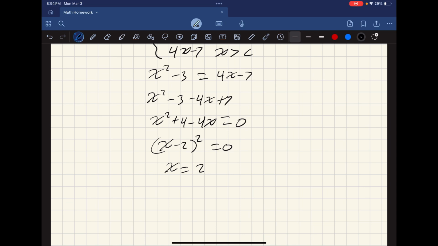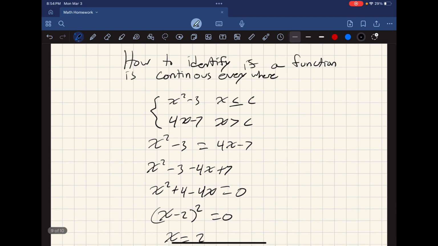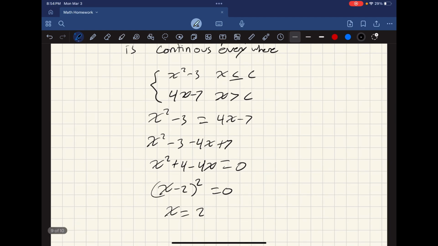Say if the equation was not a perfect square and when we used the quadratic equation, we got two separate answers, whether it was plus or minus. In that instance, the function would not be continuous because our equations do not equal each other in only one way. So there are multiple possible answers for our c value.